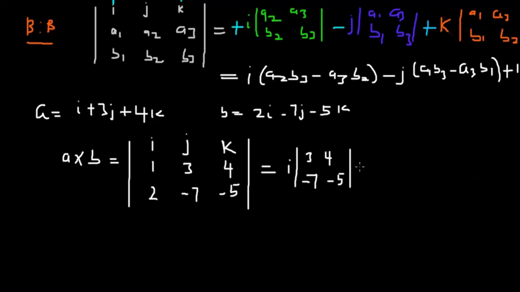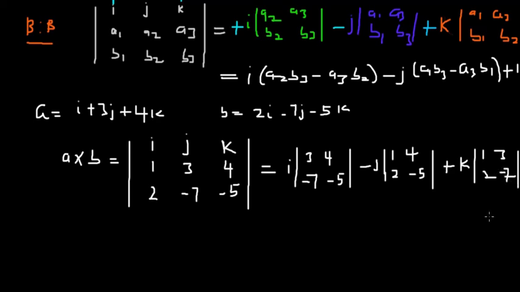And then we have minus j, going into 1, 4, 2, and minus 5, okay. That's for j, and then we move on to K. For k we have 1, 3, 2, and minus 7, okay. Now let's move on.